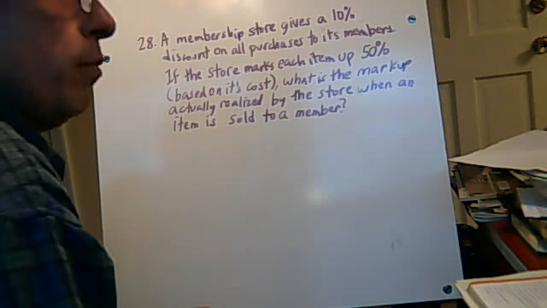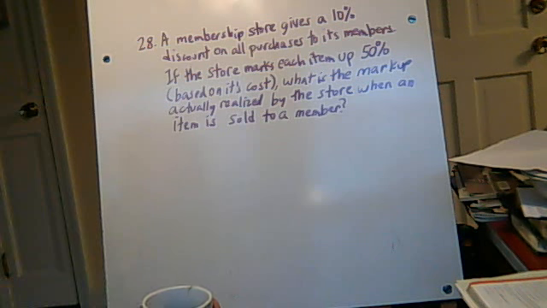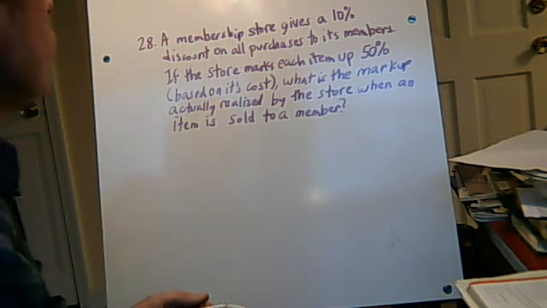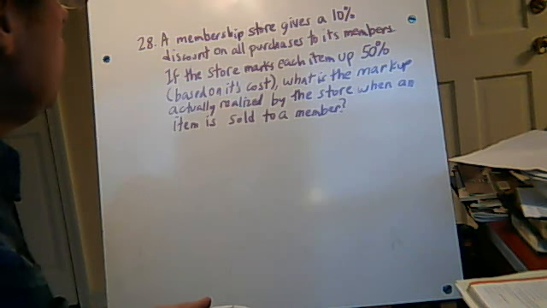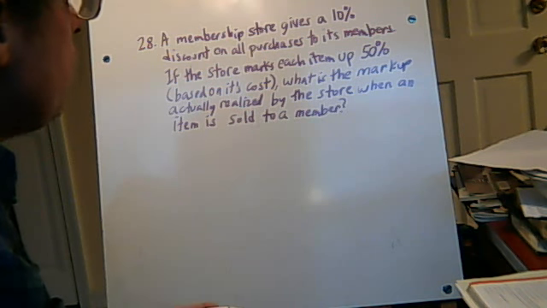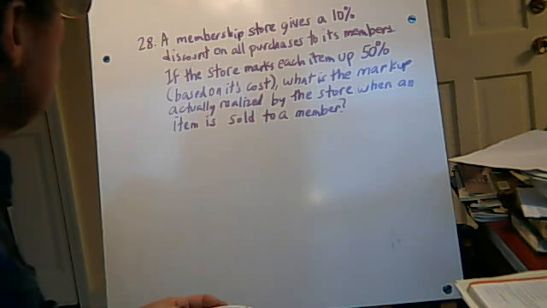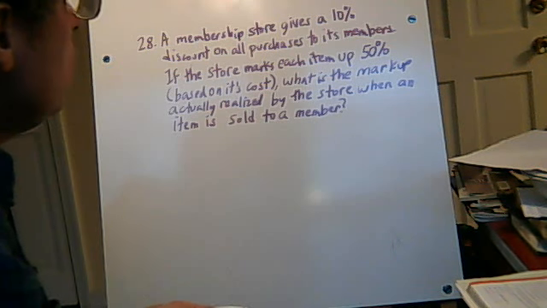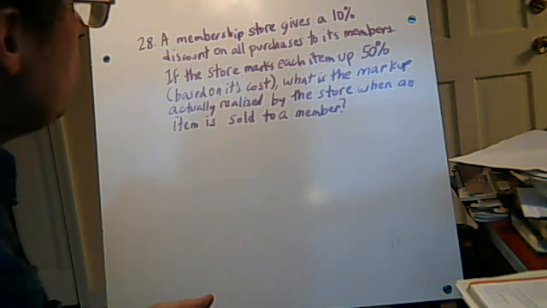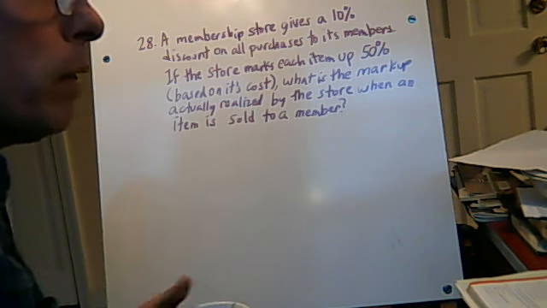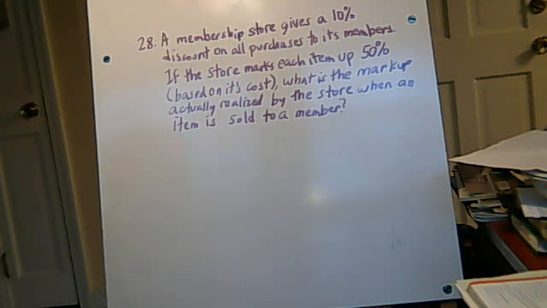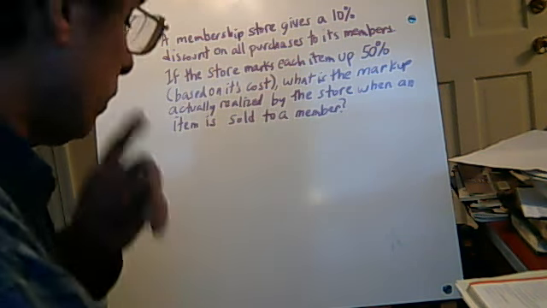Okay, here's problem 28. And it reads, a membership store gives a 10% discount on all purchases to its members. If the store marks each item up 50% based on its cost, what is the markup actually realized by the store when an item is sold to a member? This is a problem in percentages.